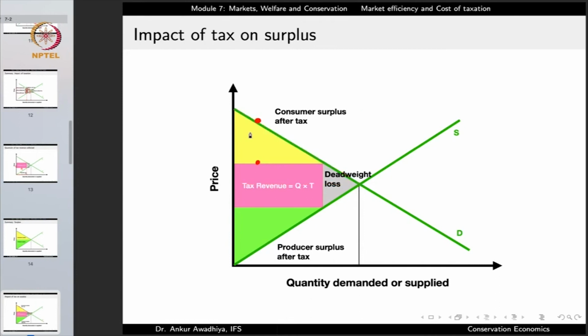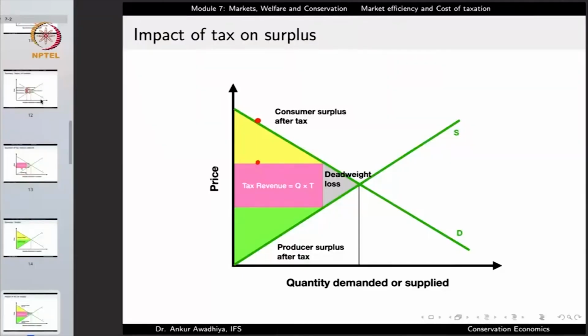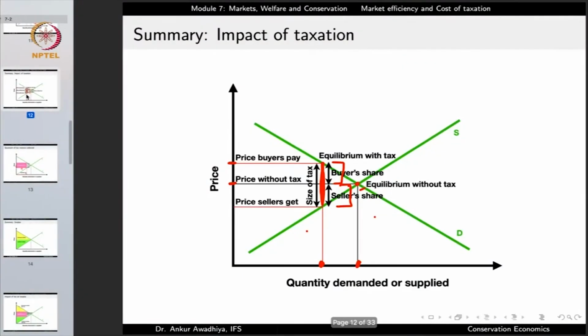What about the producer surplus? Now the producer surplus also reduces, because the producer surplus is the difference between the price that the producers are getting and the cost of making the good. Now the cost of making the good remains the same, but now they are getting a lower price, because earlier they were getting this price without the tax, but now they are getting this price.